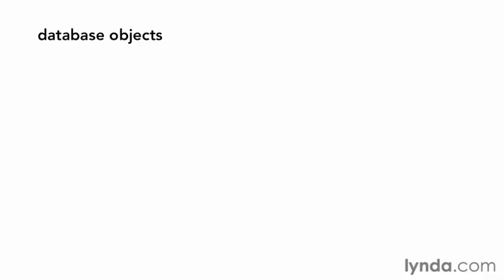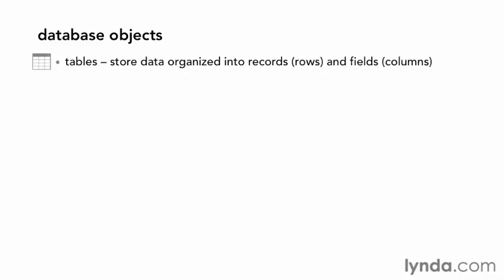To do all of that, an Access database uses 5 main components. These components are collectively called database objects, and each has a unique role to play in managing your data. The first object is a table. Tables are where the data lives. They provide a structured home organized into fields and records.